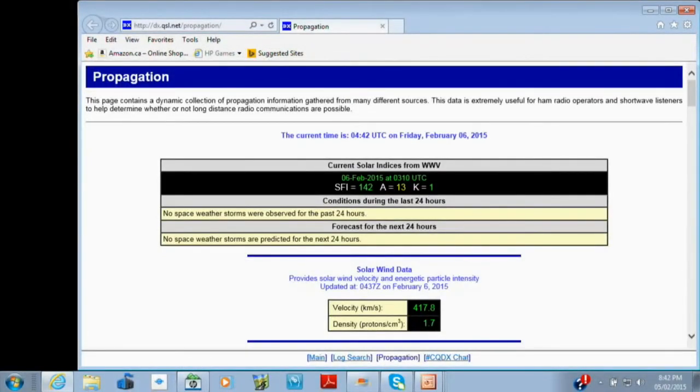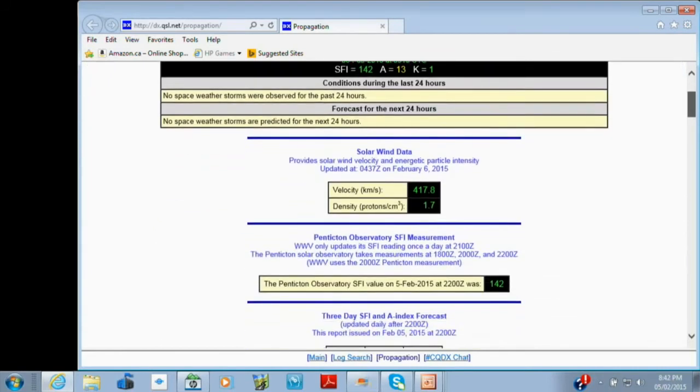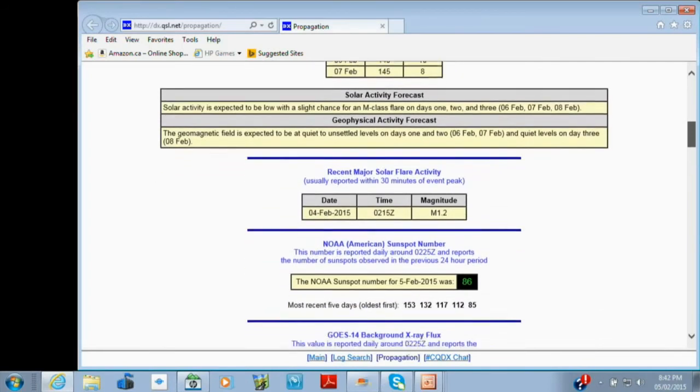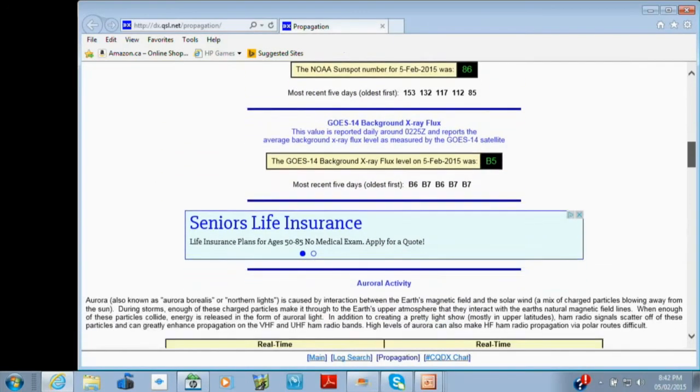Okay, this is a website I use. It's very popular. It gives a whole pile of parameters on the state of the ionosphere. Now, you don't know what a lot of these things mean right now. I'm just going to scroll through it, and you can see there's all sorts of tables, charts, numbers. I'm going to explain them to you.